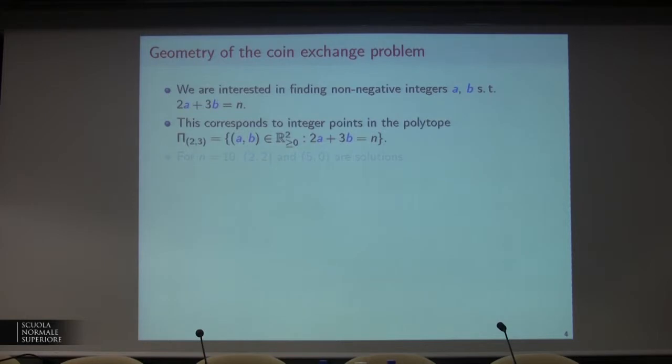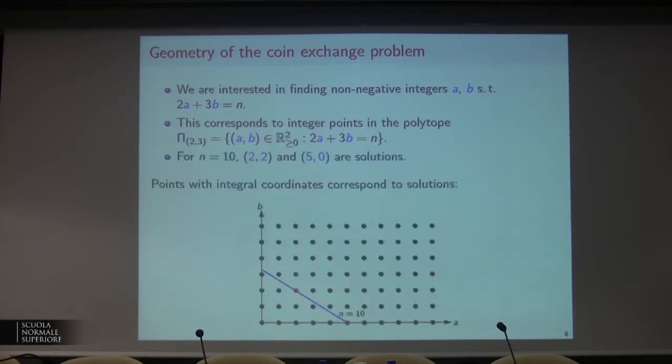And geometrically, this corresponds to finding integer points in this polytope. Going back to the case n equals 10, we can draw the polytope here, and we see that there are 2 integer points contained in it, which are the two solutions. And then, of course, one can look at other values of n, and this corresponds to shifting the polytope out a bit. And then, if n grows, the number of integer points becomes bigger.